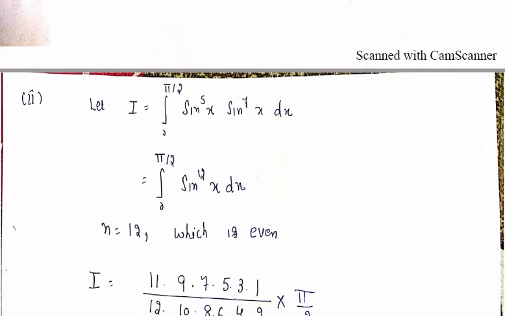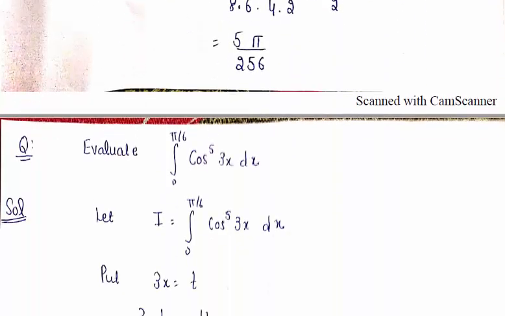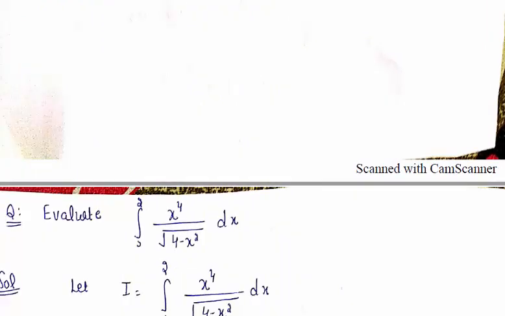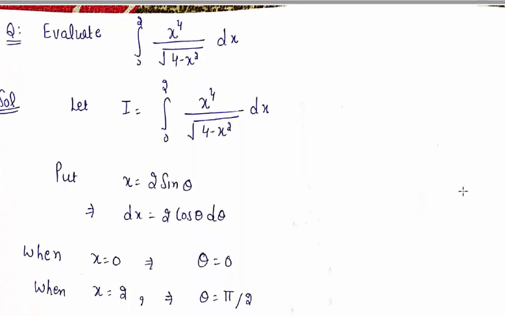We discussed two or three examples to solve this integration. Now we discuss more examples based upon these two formulas. Let us suppose we want to evaluate the integration from 0 to 2 of x raised to power 4 over under root 4 minus x square dx. So to solve this, firstly let us suppose the integration I equals the integral from 0 to 2 of x raised to power 4 over under root 4 minus x square dx.